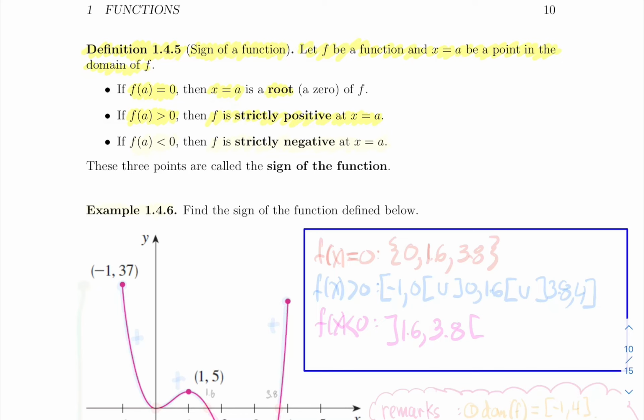And if f of a is strictly less than 0, we say that f is strictly negative at a.